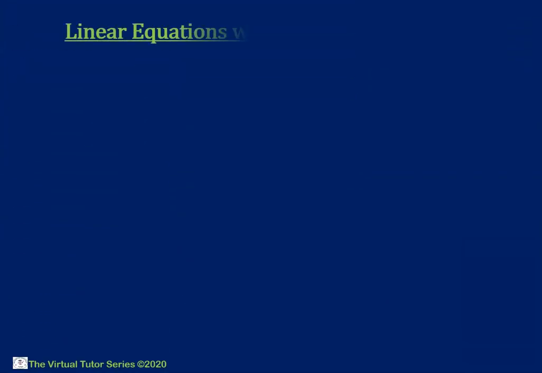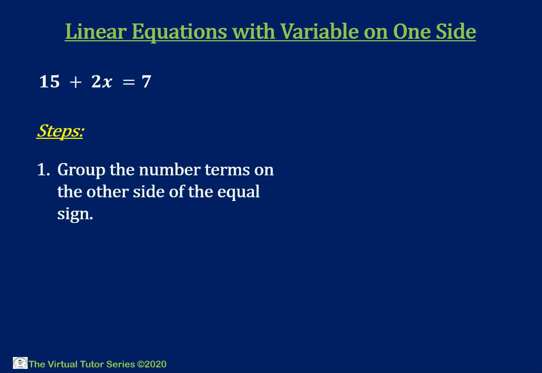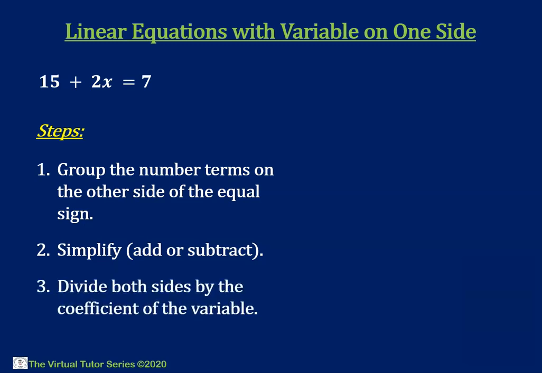To begin with, let's consider the equation 15 plus 2x is equal to 7. In this equation type, we already have the variable x on only one side of the equal sign. Therefore, to solve an equation of this type, we need to first group the number terms on the other side of the equal sign. Simplify by adding or subtracting like terms. Then, divide both sides by the coefficient of the variable.